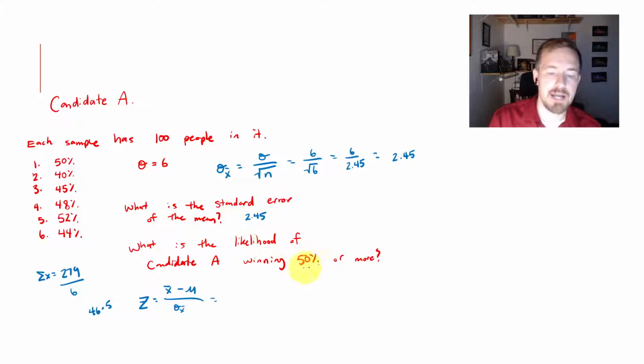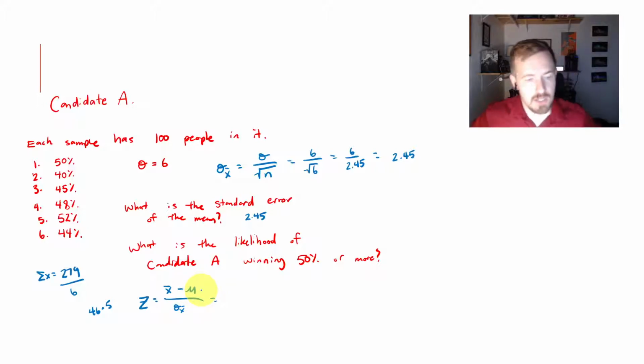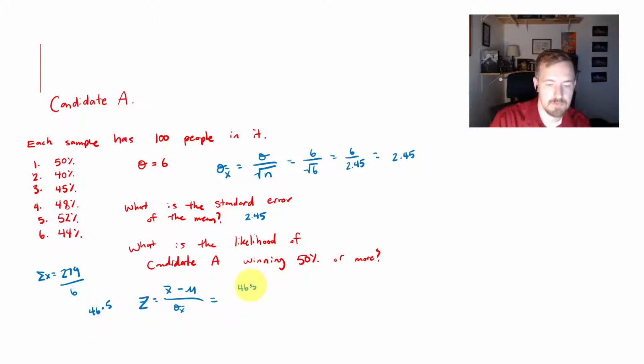So remember that we're trying to find for 50, and we just found that it seems like the population is 46.5. And if we wanted to, it doesn't matter too much which of these we plug in for this example. It'll matter much more when we start doing t-tests, but for now it's okay to play around and see what works best for us. I'm going to plug in the sample mean as 46.5, and I'm going to subtract from that the hypothetical population mean of 50. And then we're going to divide by the standard error, which is 2.45.